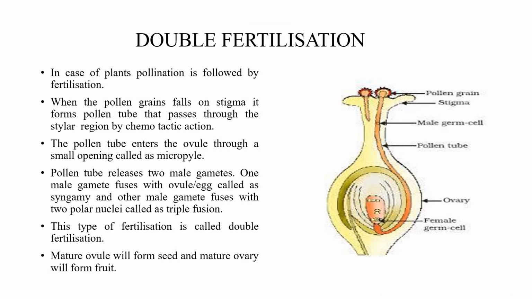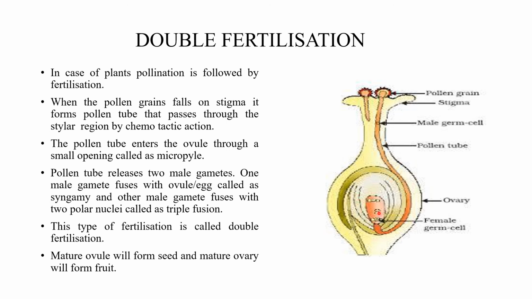Double fertilization. It is very important. In this case, pollination is followed by fertilization. When the pollen grain falls on the stigma of the flower, it gives a pollen tube based on the chemical secreted inside the ovule. Now this pollen tube releases two male gametes through a small opening in the ovary called micropyle.